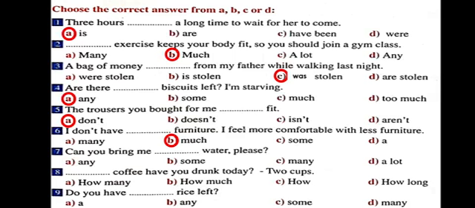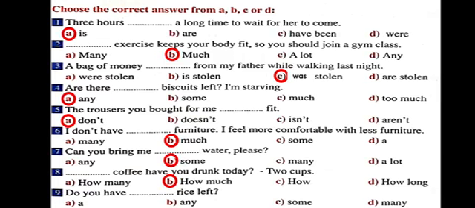Can you bring me water, please? Any, some, many, a lot. Some. Request. Coffee have you drunk today? 2 cups. How many? How much? How long? Coffee, uncountable. How much? But you can say how many coffees. How much coffee, but how many coffees?